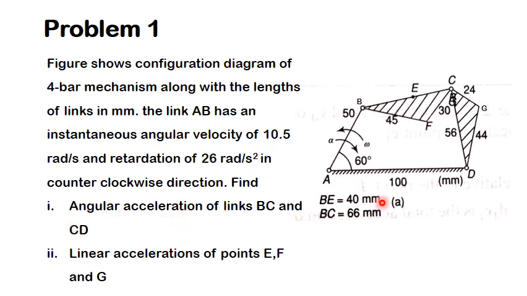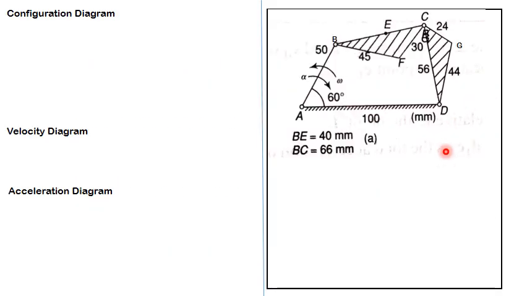What we have to find out is the angular velocity and acceleration of BC and CD. Not only that, we have to find out the linear acceleration of points E, F, and G. So that is the problem. And the solution involves three steps: drawing the configuration diagram, drawing the velocity diagram, and drawing the acceleration diagram.